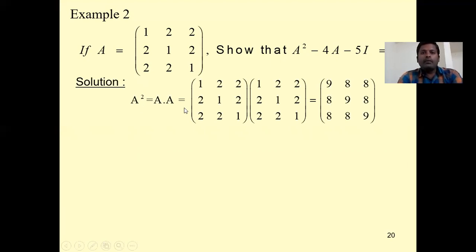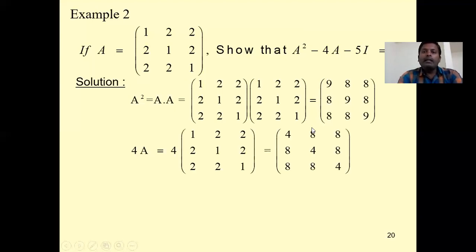Here the matrix is given as 1, 2, 2, 2, 1, 2, 2, 2, 1. Then write A into A, two matrices with the same elements. Then in the multiplication process, we take the first row with the first, second and third columns, and the same way for the second row and third row. We get the result: 9, 8, 8, 8, 9, 8, 8, 8, 9.